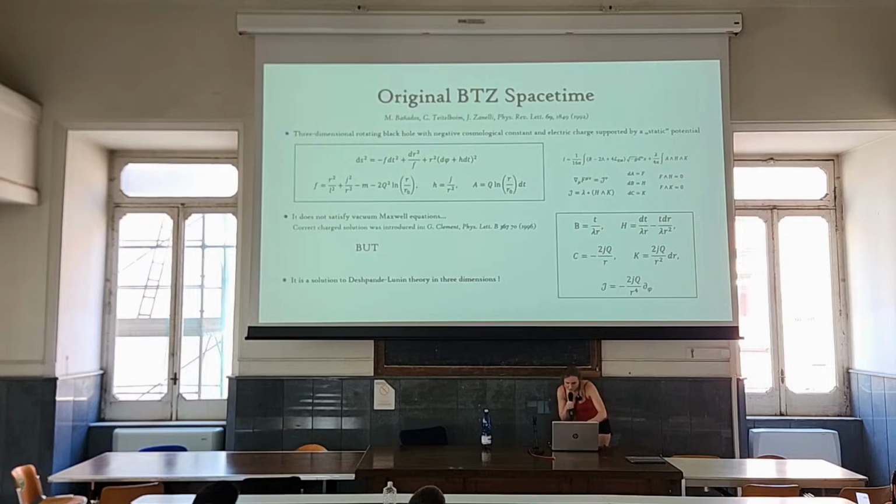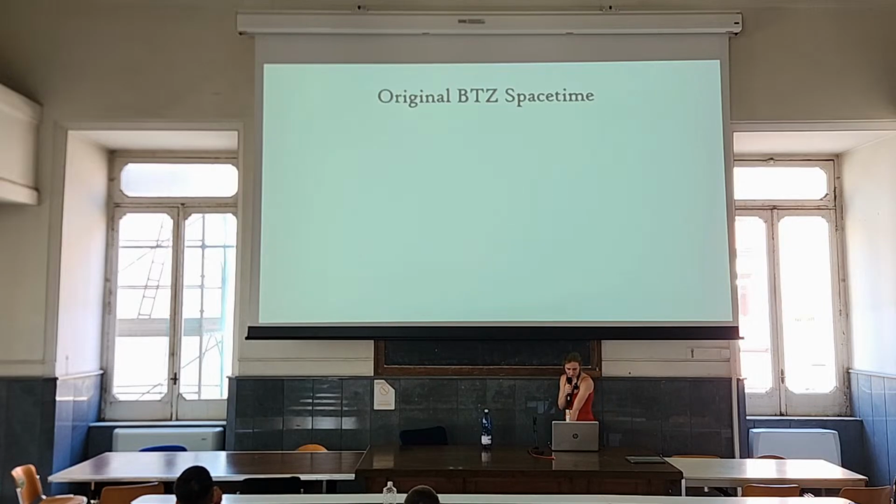So you can see that if you choose B and C to be like this, you can calculate fields H and K and the current on the right-hand side of the equations of motion. And considering this, your original BTZ spacetime is a solution to the theory in 3 dimensions. And it's not all. It actually satisfies equations of force-free electrodynamics.